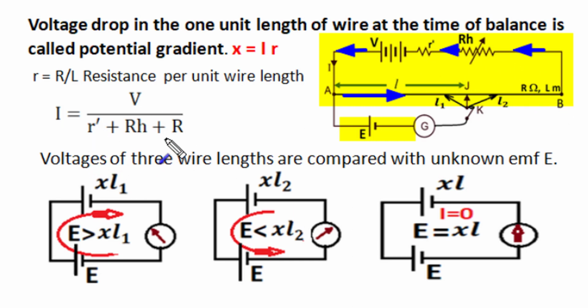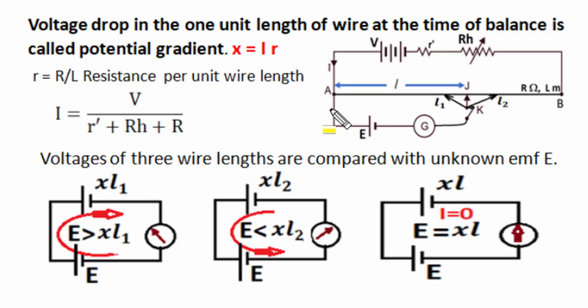In this series circuit, the applied voltage generates a current, and this current flows in the wire having uniform cross section area and identical resistivity all through the length. The resistance per unit length of wire is small r. Then the product of current and per unit length resistance becomes the voltage across unit length of wire, and this voltage across unit wire length is called the potential gradient.